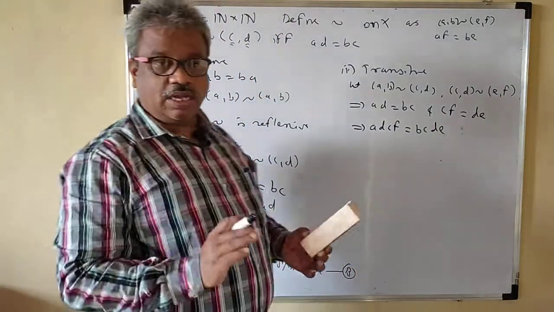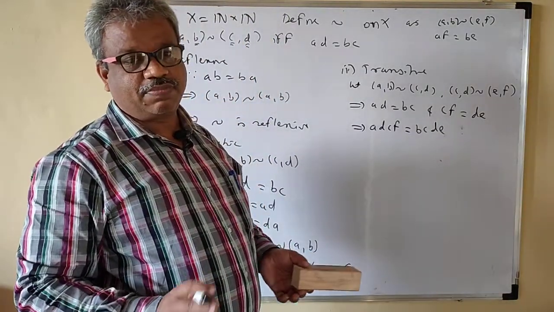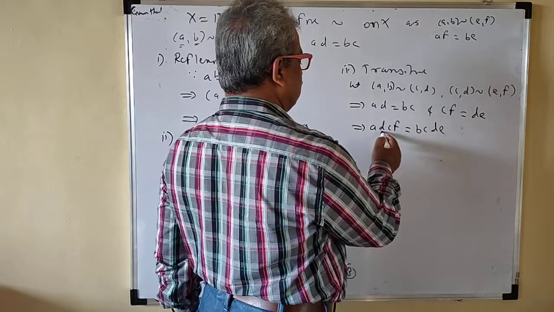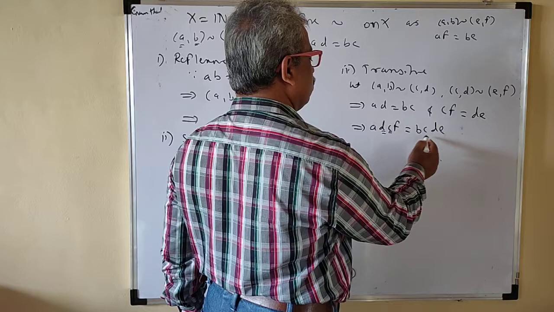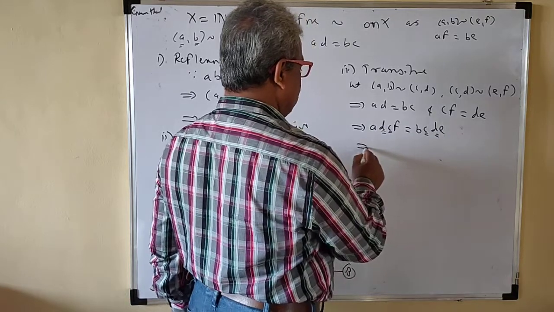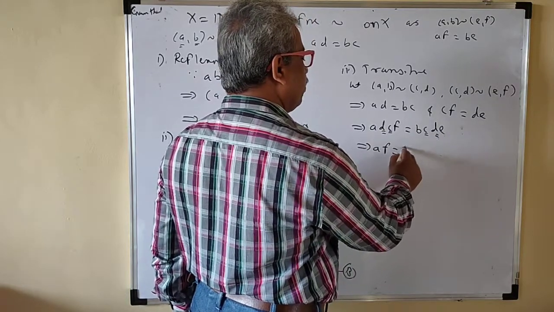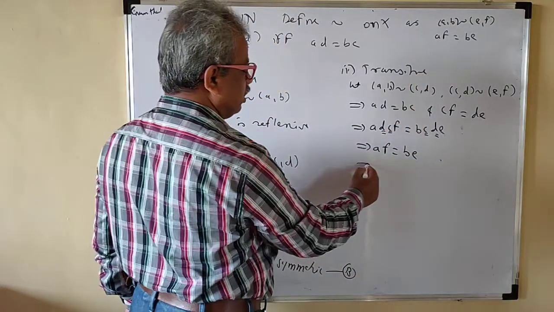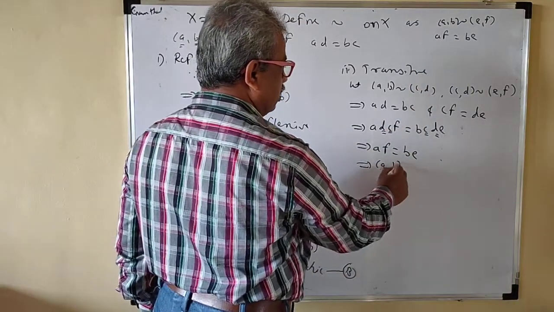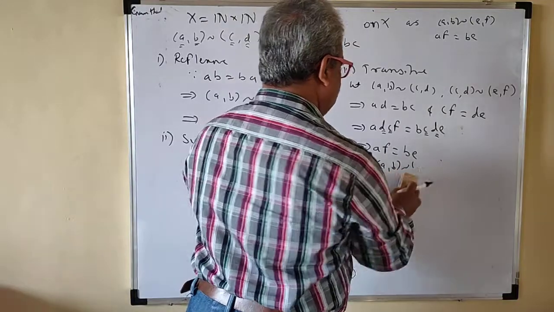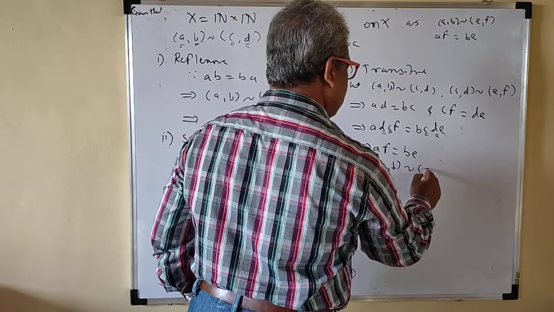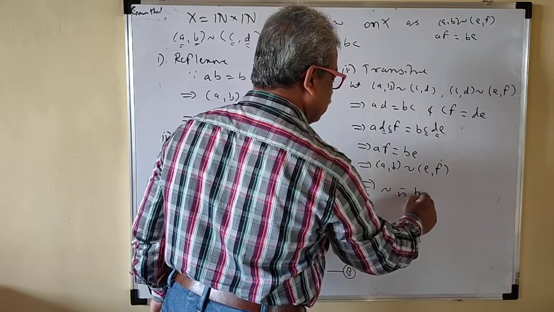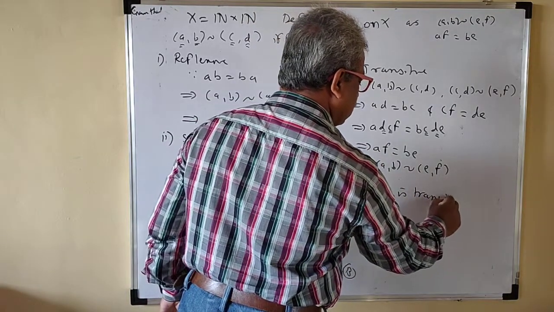Now see, A, B, C, D are natural numbers. That means they are not equal to 0. You can cancel this. Okay. So here D gets cancelled. See, D is there, C is also there, they are cancelled. So this implies that AF is equal to BE. Right. So we get AF is equal to BE. And what does this imply then? AB is related to EF. And what does this imply? The relation is transitive.